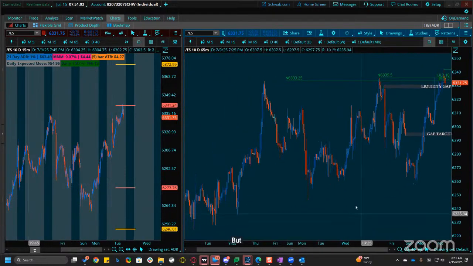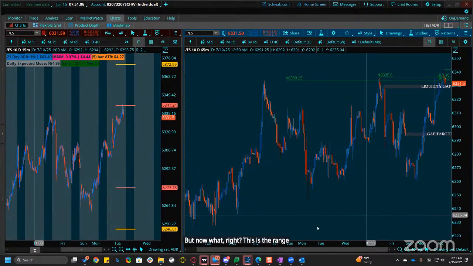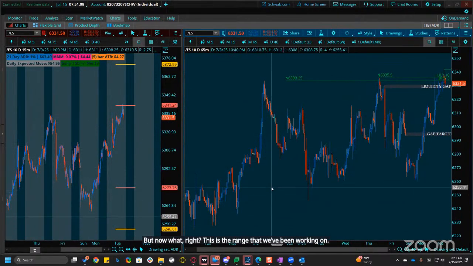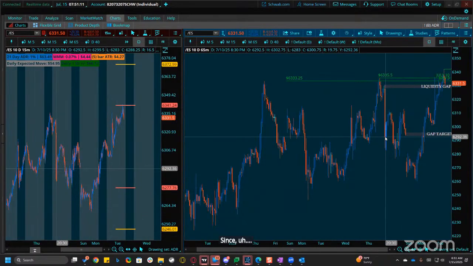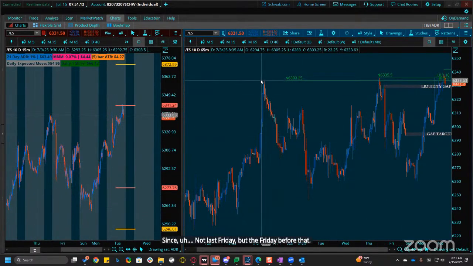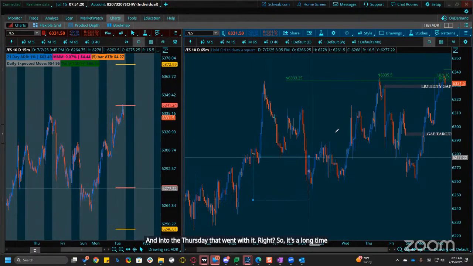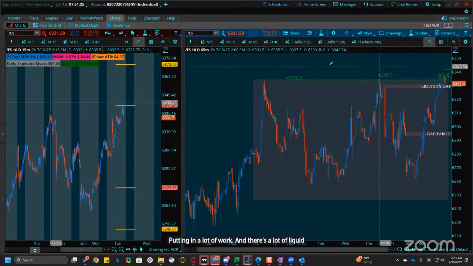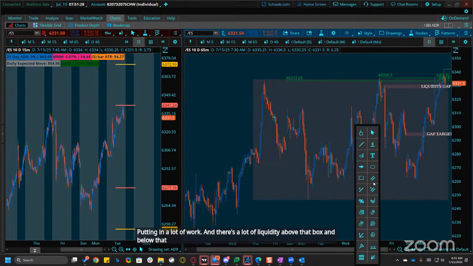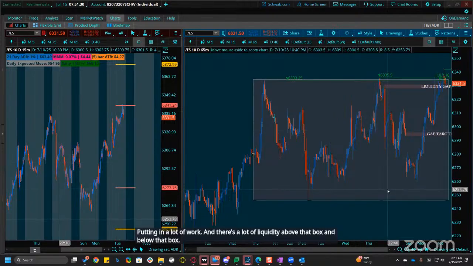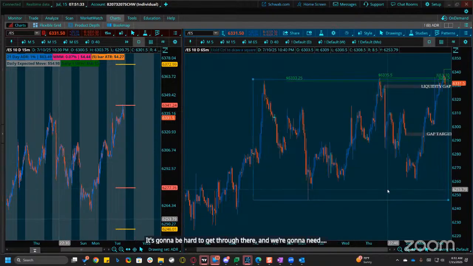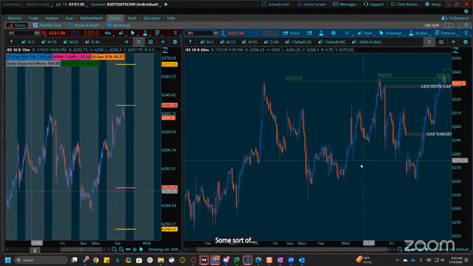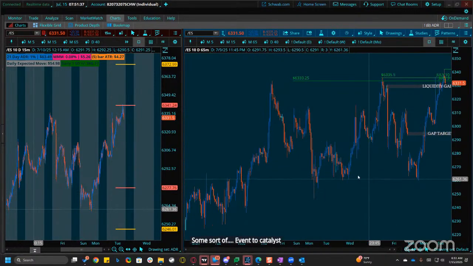But now what, right? This is the range that we've been working on since not last Friday, but the Friday before that, and into the Thursday that went with it, right? So it's a long time we've been in this range, putting in a lot of work, and there's a lot of liquidity above that box and below that box. It's going to be hard to get through there, and we're going to need some sort of event to catalyst something to get us through there.